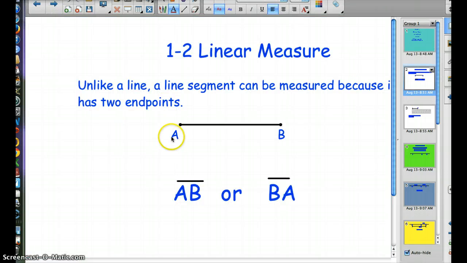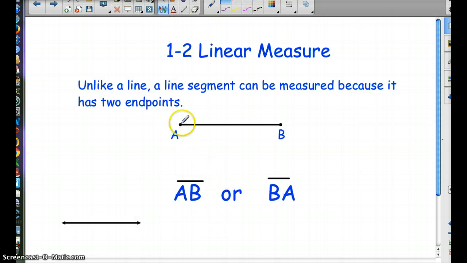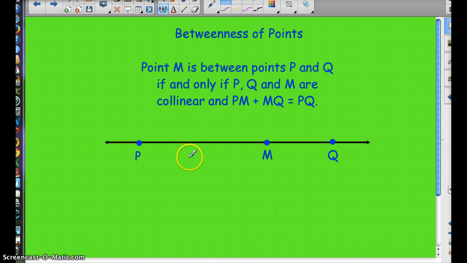So linear measure, unlike a line, can be measured on a line segment because it has two endpoints. If you remember, a line looks like this. It goes on forever. That cannot be measured because that's a line. A line segment ends, so we can measure it. We're going to skip that slide with measuring with a ruler.